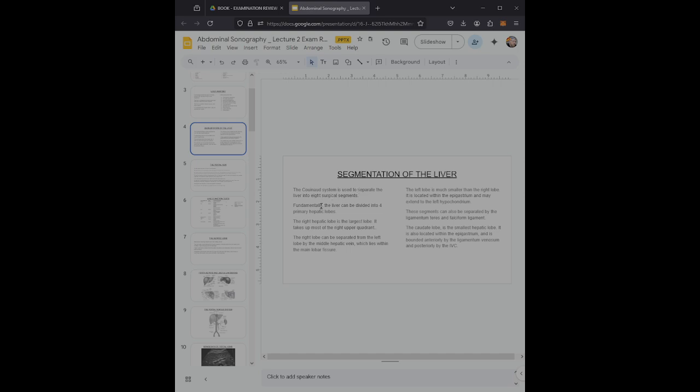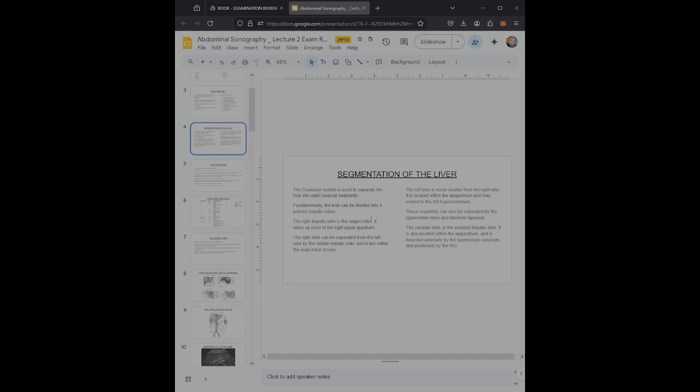But fundamentally, the liver can be divided into 4 primary hepatic lobes. We have a right lobe, a left lobe, a caudate lobe and a quadrate lobe. The quadrate lobe is located between the gallbladder fossa and the round ligament, near the bare area or area nuda. The right hepatic lobe is the largest lobe, and it makes up most of the right upper quadrant.